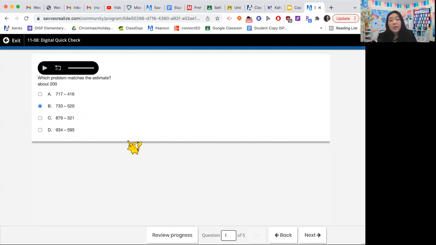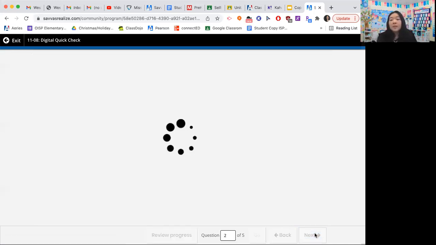Let's make sure. C, 879 is closer to 900. 321 is closer to 300. 900 minus 300 equals 600. So it's not C. And then D, we have 934, which is closer to 900. 580 is closer to 600. 900 minus 600 equals 300. So B is the only correct answer. You can do that mentally in your head. You can also show your work, which I'm going to show you for the next one. So B is the answer for question number 1.